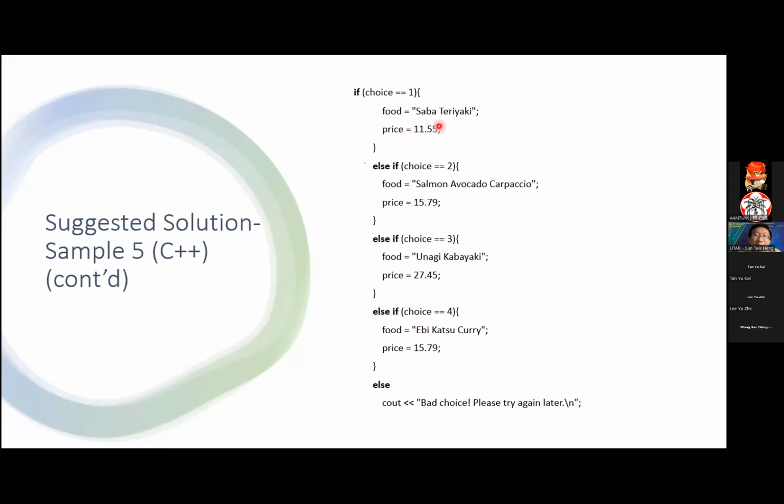so that we assign the appropriate food price to the variable price. But if the choice entered by the user is not either one of these, then we'll display bad choice and ask the user to please try again.